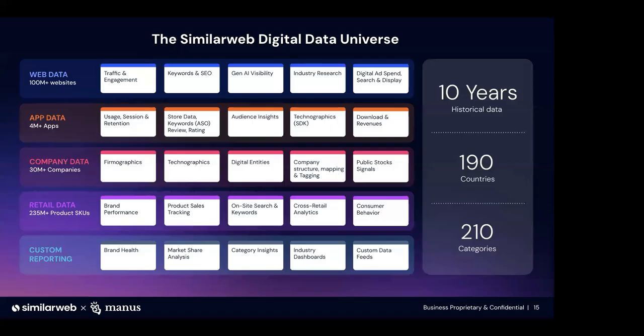And then the retail analytics piece, we cover over 230 million different product SKUs across product, brand and category roll-ups to help e-commerce professionals understand the market and where they can win compared to their competitors. On top of that, we have custom reporting that allows you to do more traditional research like brand health tracking, market share analysis and category insights. That can be done via consulting, data feeds, or partnerships with partners like Manus. All this is supported by 10 years of historical data. We operate and have data across 190 different countries, supporting 210 categories.